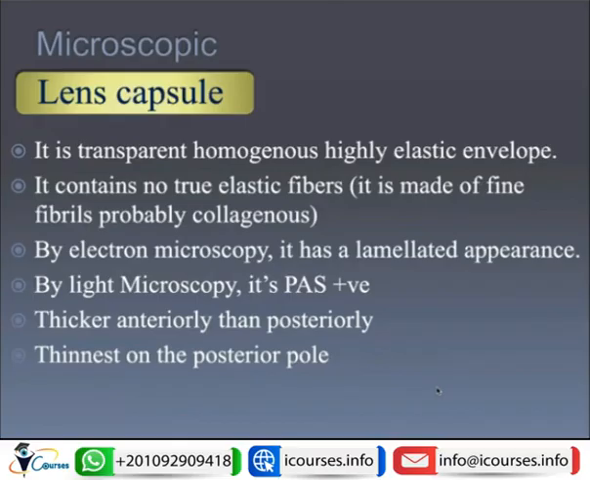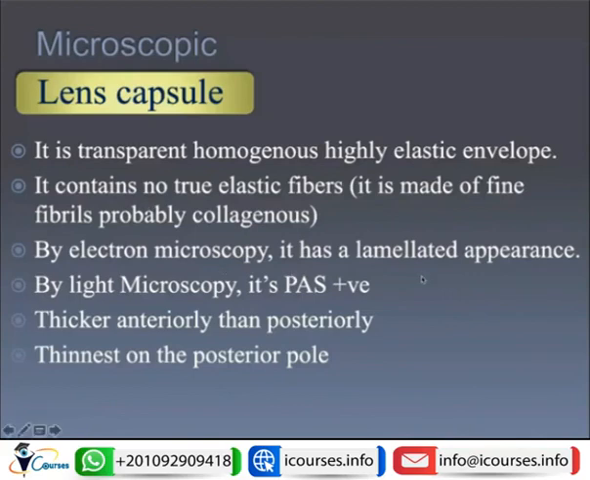Here we come to the microscopic picture of the lens, and maybe important anatomical facts that need to be studied thoroughly. So we have the lens capsule. The lens capsule is highly elastic. And what is elastic? We will say this in the physiology. What's the difference between elastic and plastic? This is not today. The lens capsule covers the entire lens, and it doesn't contain true elastic fibers. It is made just by fine fibrils. So this is the important anatomical fact that you need to know, that although the lens capsule is elastic, it does not contain true elastic fibers.